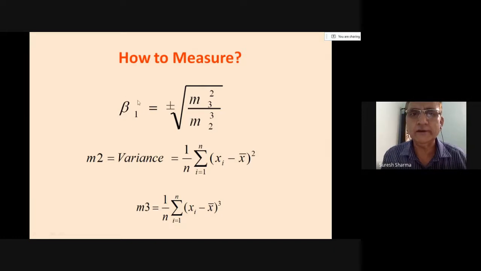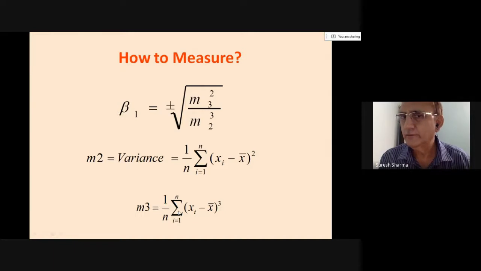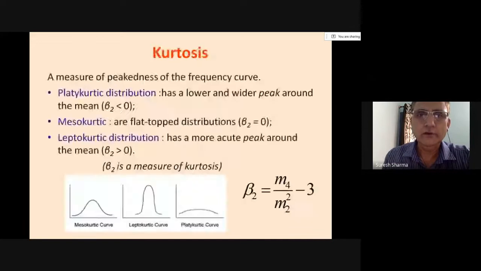If the value of beta 1 comes out positive, when the sign of m3 is positive, then it is positively skewed. If the sign of m3 is negative, you put a negative sign and beta 1 becomes negative. If beta 1 is less than 0, it is negatively skewed. Hopefully the idea about skewness is clear to you, and this is helpful to determine the nature of the distribution, whether it is normal or not. Okay. And the final thing is about kurtosis.